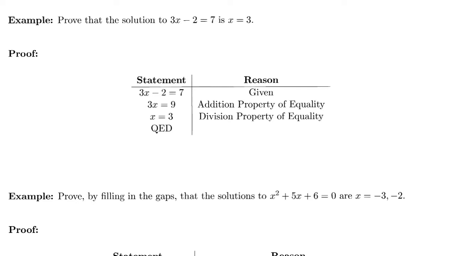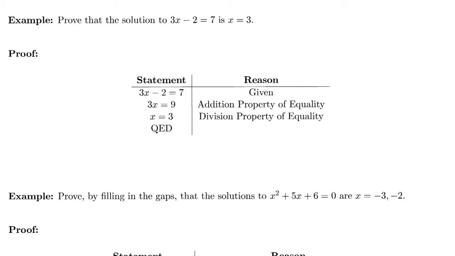This one says, prove that the solution to the equation 3x minus 2 equals 7 is x equals 3. Now, I know you have done these sorts of things before. You understand how this works, and you don't normally think of this as something that you have to prove. It's more something you have to solve. But we want to just walk through what's going on and why you can do it. So here's how this would look as a tabular proof.